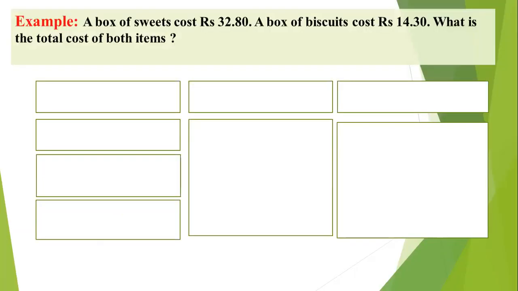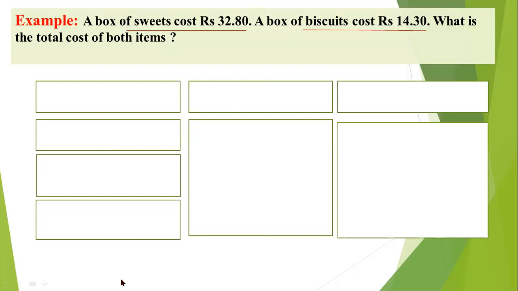Let's take another example. A box of sweets cost 32 rupees 80 paisa. A box of biscuits cost 14 rupees 30 paisa. What is the total cost of both items? Let's underline the keywords. Sweets cost 32 rupees 80 paisa. Box of biscuits cost 14 rupees 30 paisa. What is the total cost of both items?